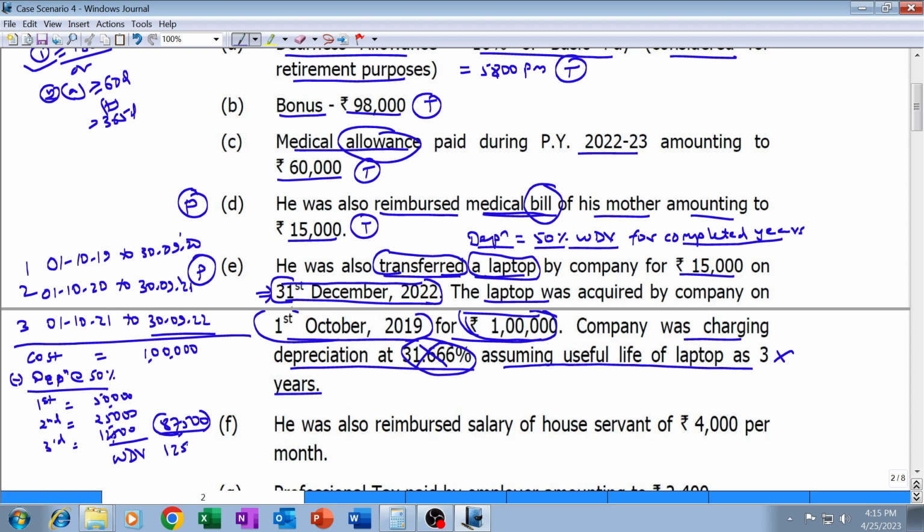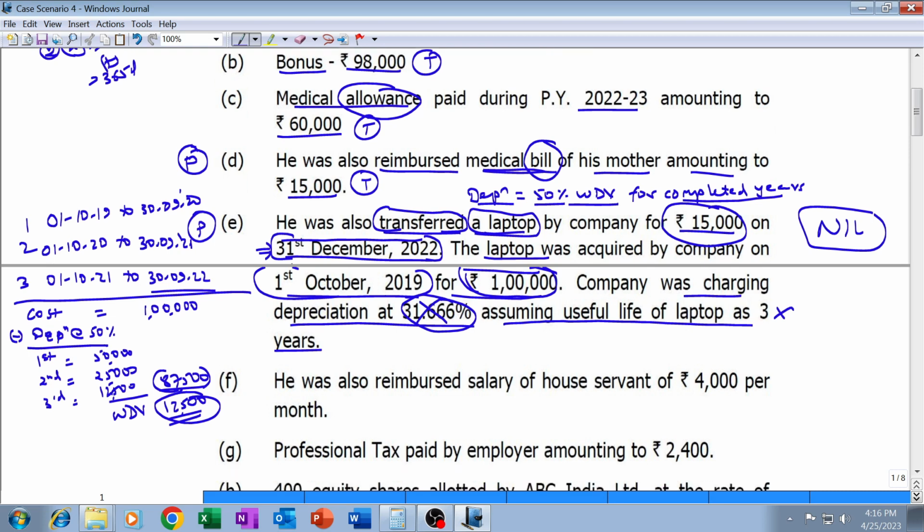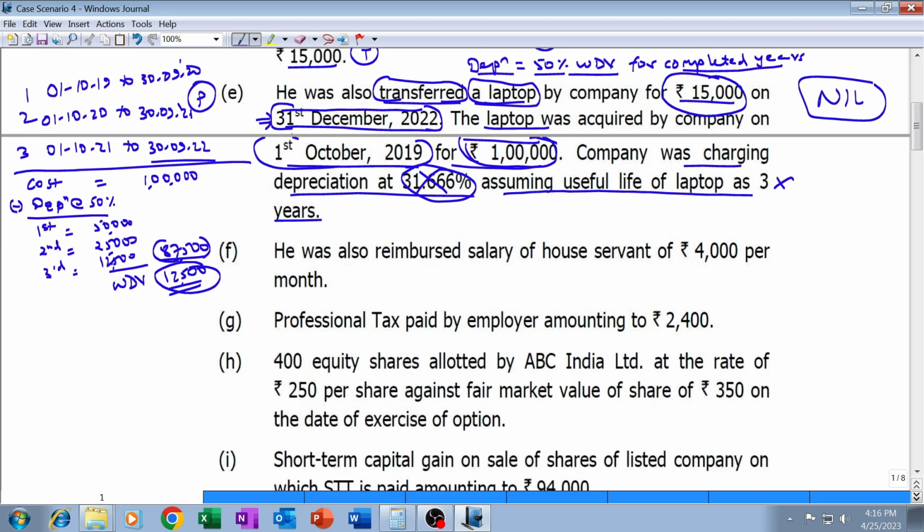12,500 is WDV, 87,500 is the total depreciation. WDV minus whatever is charged from him. How much is charged from him? Company transferred it to him for 15,000. Therefore, perquisite value will be nil. Nothing will be taxable for this perquisite. Because for 12,500 rupee worth of laptop, company has charged him 15,000. Therefore, there is no benefit to him.